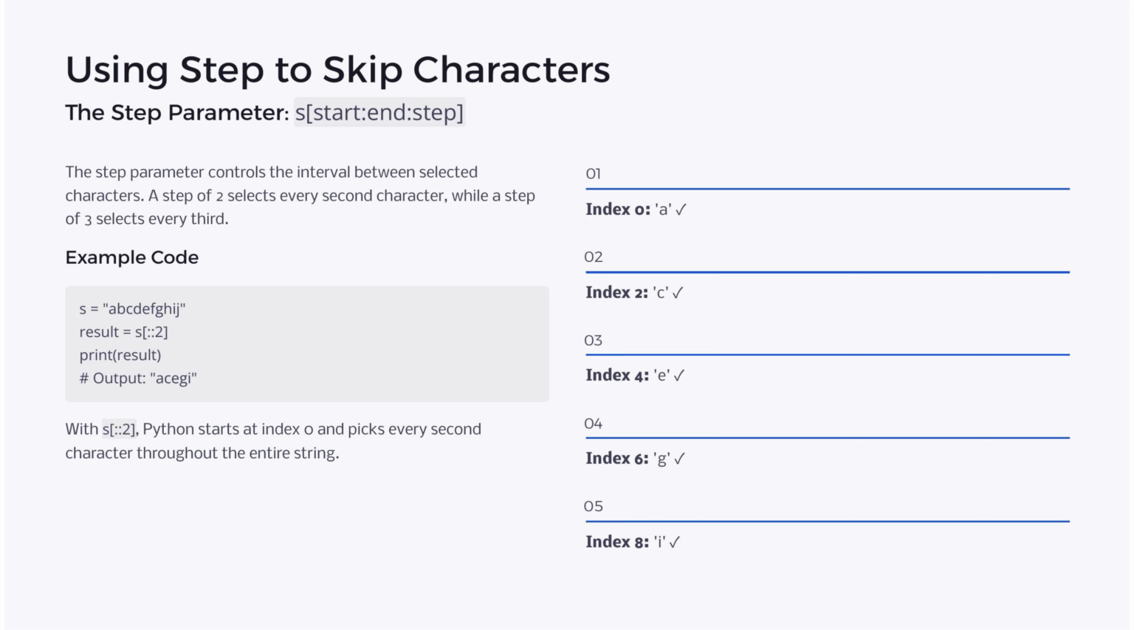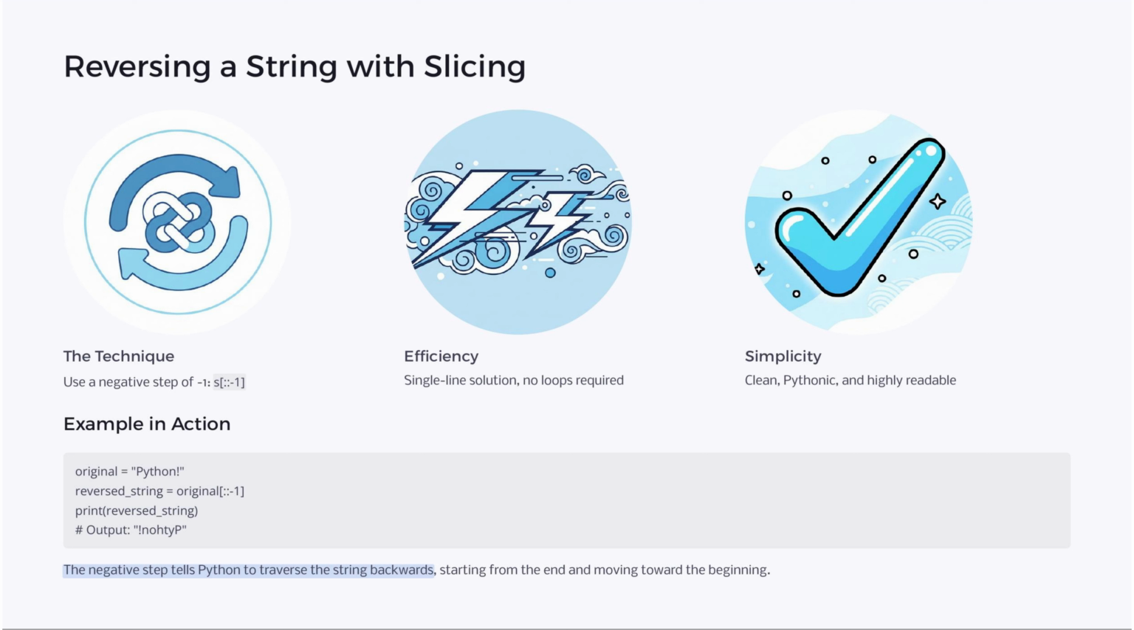Enhancing string manipulation capabilities, reversing a string in Python is elegantly achieved using slicing with a negative step of -1. This method is efficient, requiring no loops, and is highly readable. For example, Python becomes nohtyP when reversed. The negative step instructs Python to traverse the string from end to start.